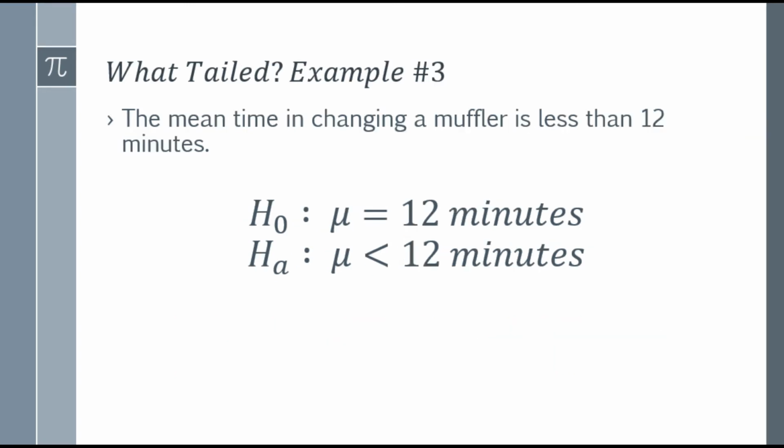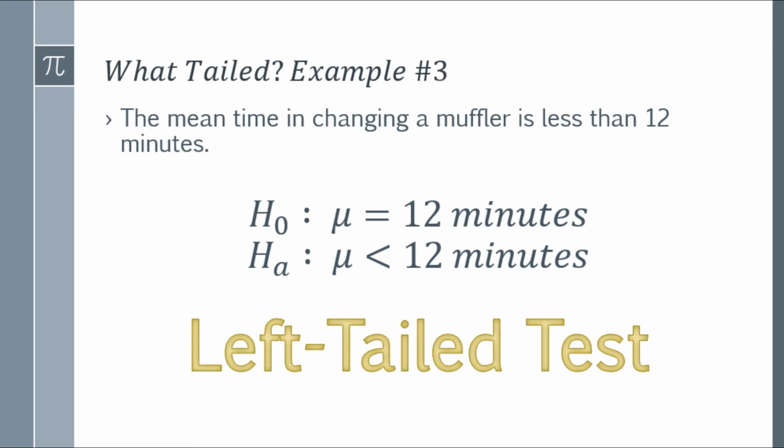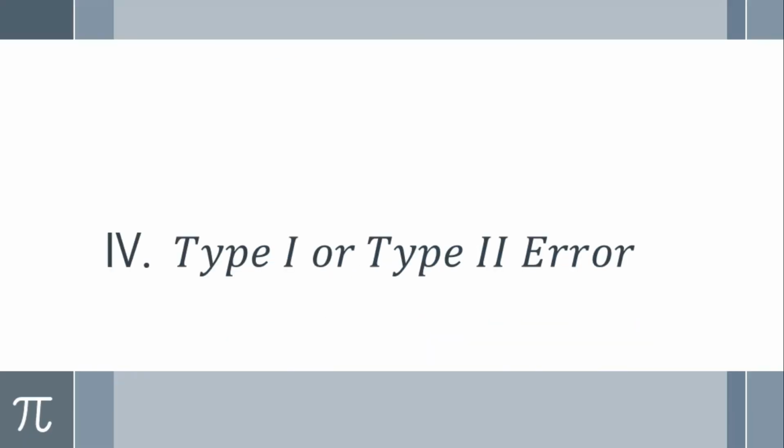Okay, last one. What if we have equal and less than? So for example, the mean time when changing a muffler is less than 12 minutes. So we have equal and less than. That will be a left tail test. Okay, always remember this one. Okay, let's move on. How about type 1 or type 2 error?